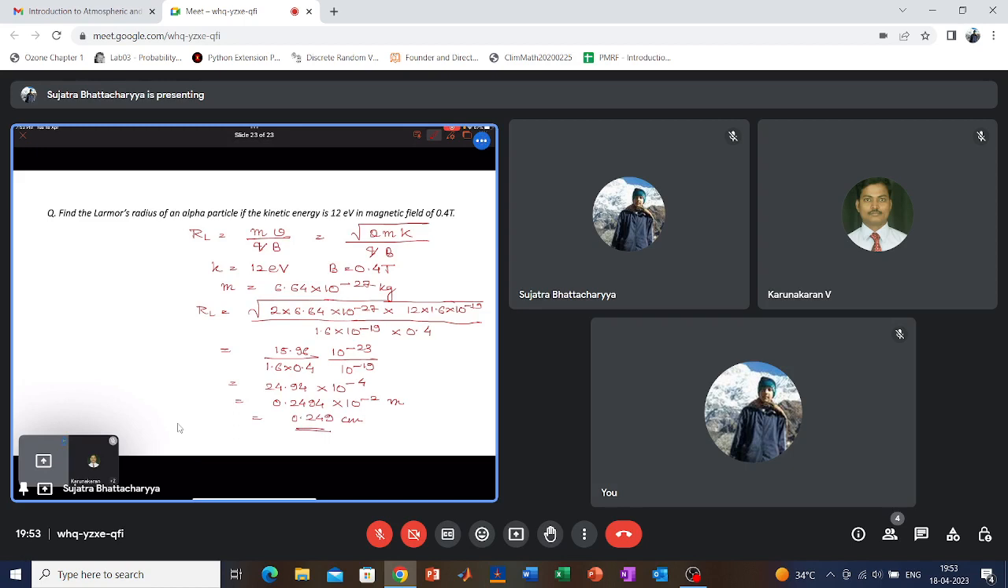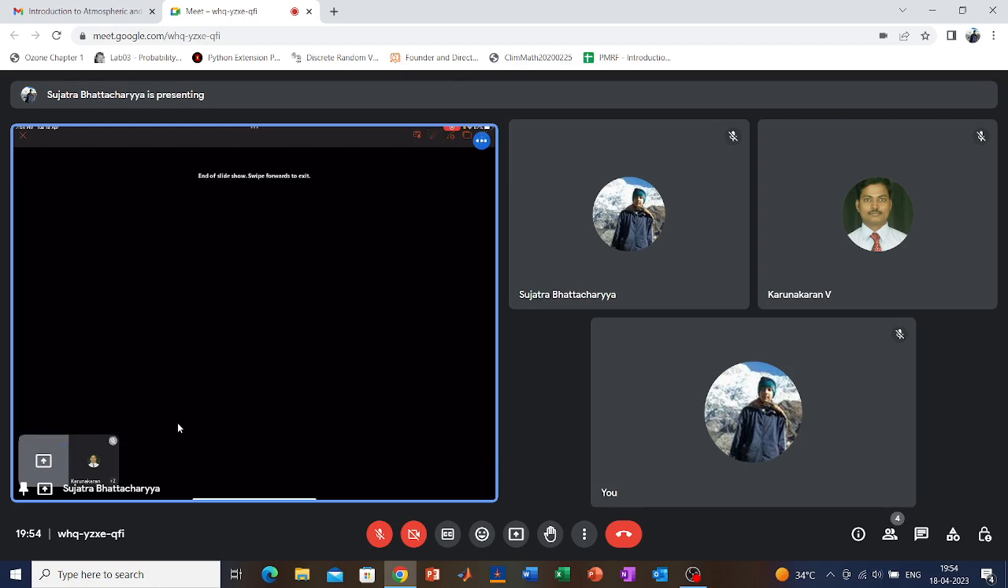So this should be the answer. But what we have missed here is that this Q is actually 2 into Q, because this is the alpha particle. So the charge is actually 2 into Q. Therefore, it will be divided by 2, so it will be about 0.125 centimeter. So this is the Larmor's radius, and this ends today's class.